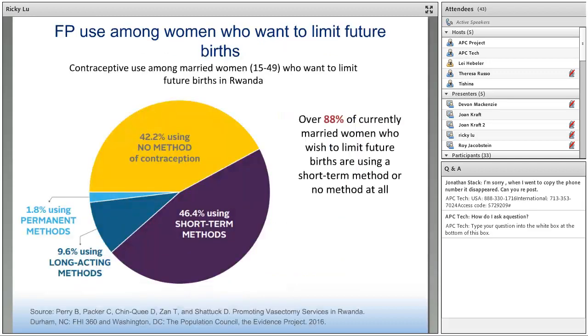But among those who have the intention of limiting future births, what is not surprising, I think, for most of us who have worked in family planning, is that when the service is not there, when access is an issue, a majority of couples and particularly women tend to use other methods just to meet their needs. So in Rwanda, as you can see, 46.4% are using short-term methods, and about the same percentage of these women are not using any method at all.